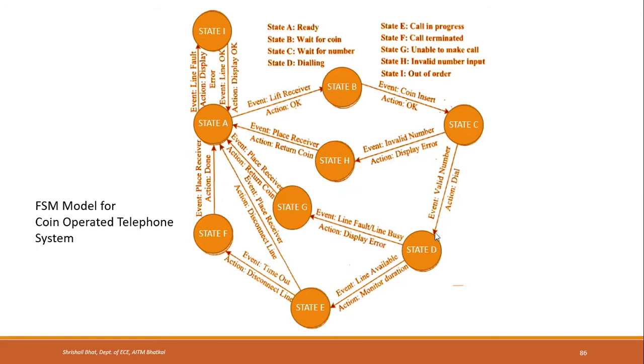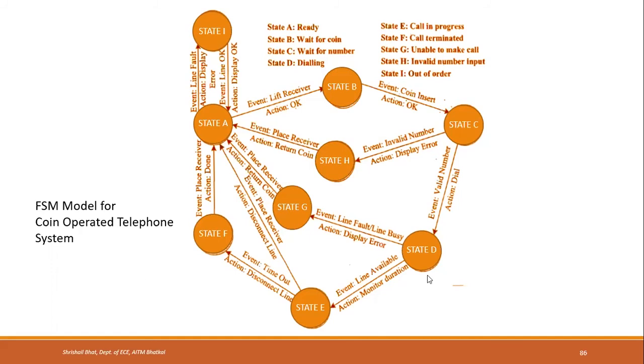But if the entered number is valid, it will start dialing. Once it starts dialing, if the line is faulty or if the line is busy, that is the number of the dialed person, then it has to display an error that it is unable to make a call. That is state G, unable to make call. Then if the user places the receiver back on the telephone, he will get that 1 rupee coin back. It will again go back to the ready state.